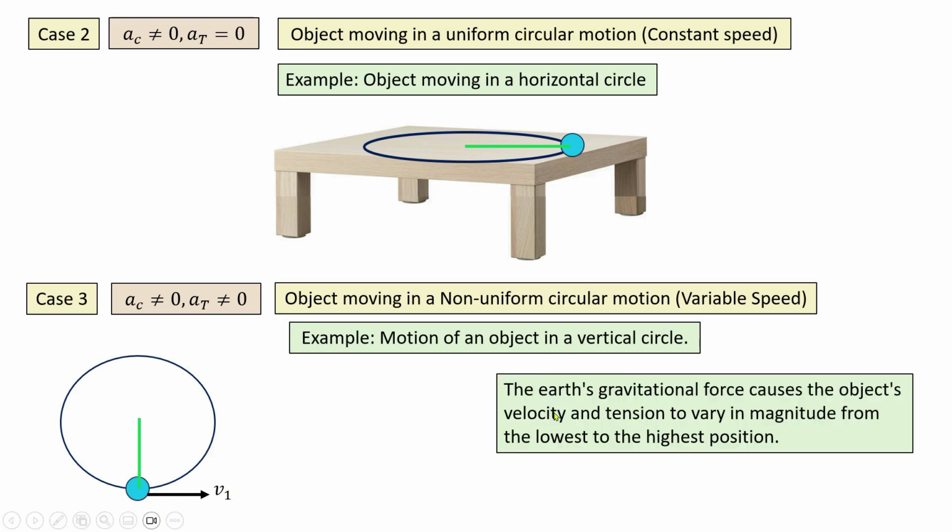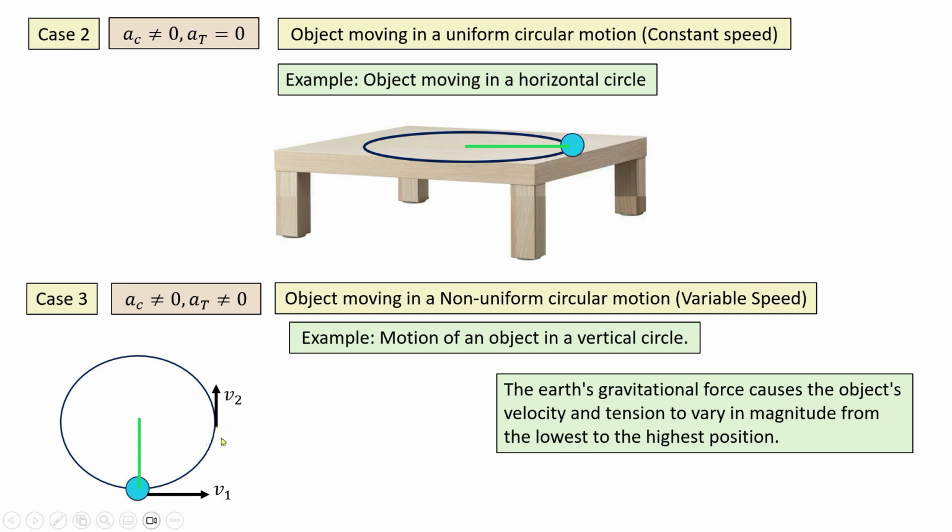Now, let's read this. The Earth's gravitational force causes the object's velocity and the tension in the string to vary in magnitude from the lowest to the highest position. So, as this ball goes up the circle and goes to the topmost point, as the ball completes this trajectory, the speed will keep on reducing because of gravity.